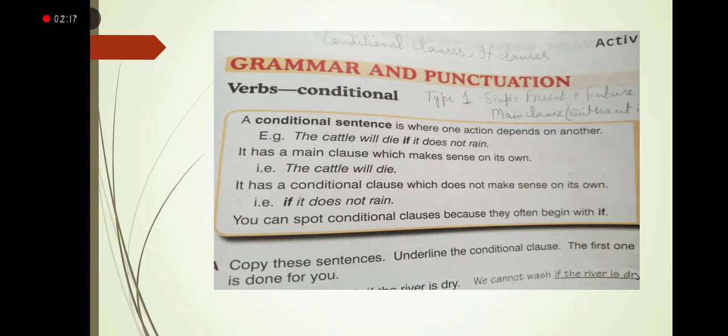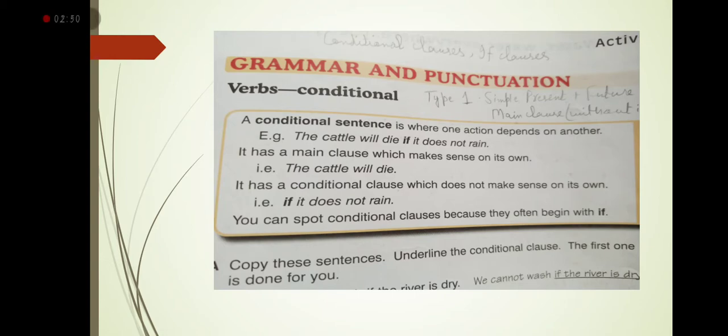Next is our grammar and punctuation. So here the main concept is conditional sentences. What is a conditional sentence? You can see here the definition. A conditional sentence is where one action depends on another. The very main word which is going to tell you that this is a conditional sentence is if. So it means one clause will be dependent and the other will be independent. Look at the example. The kettle will die. Maveshi mar jayenge.